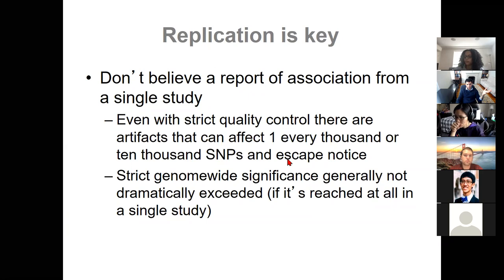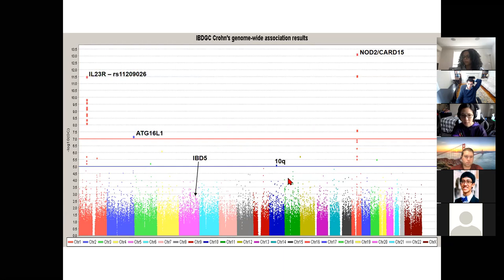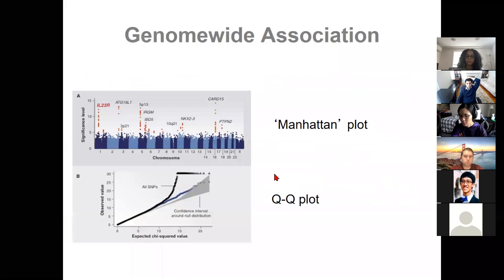So if strict genome-wide significance is not dramatically exceeded, or reached at all in a single study, you need to basically repeat it in a new study to see which of those that are just barely reaching significance, if at all, are in fact going to be replicated in a new study. So that's what these results represent.